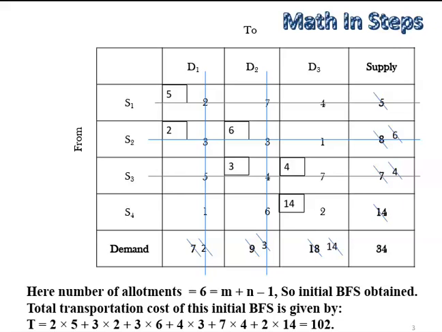If you want to identify the transportation cost at this particular stage, you can just multiply the allocation with its corresponding cost and keep on adding the resulting products. So here we'll be getting 2 into 5 plus 3 into 2 plus 3 into 6 plus 4 into 3 plus 7 into 4 plus 2 into 14, that is 102. So that is the transportation cost at this initial BFS stage. So this is how we can identify the initial basic feasible solution by northwest corner rule.